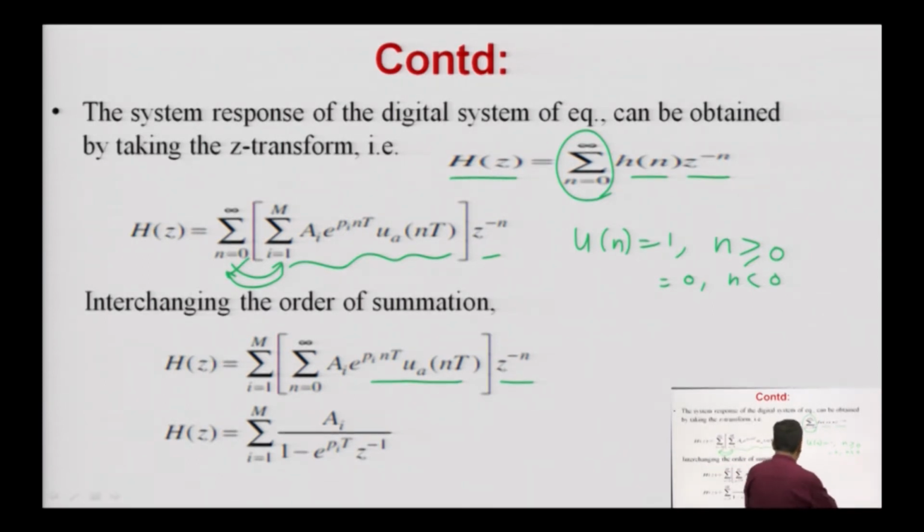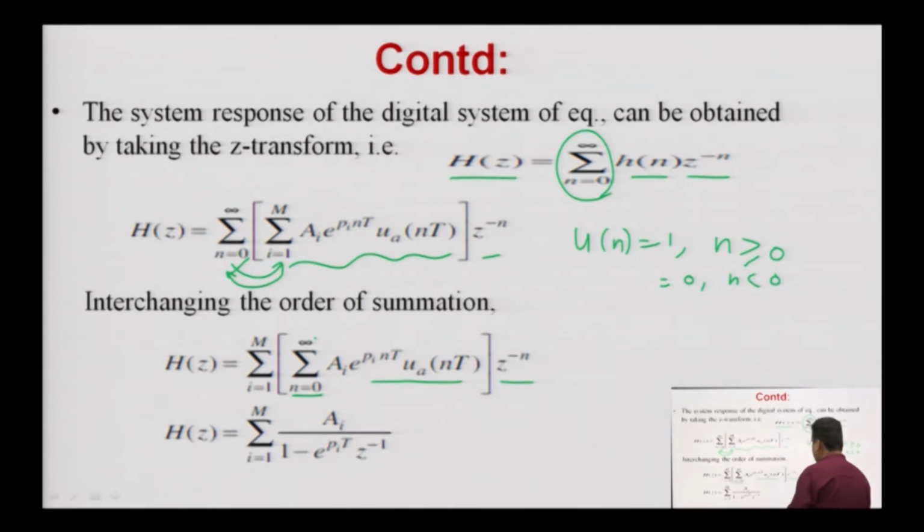Now you are putting the value of small n from 0 to infinity. Whenever you take the z transform, I hope z transform is clear to everybody. In calculating the z transform, you have to put the value of small n, because in the z transform your limit goes from small n equal to 0 to infinity. So you have to put the value of small n.